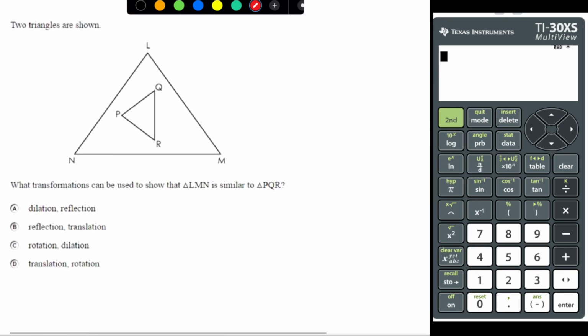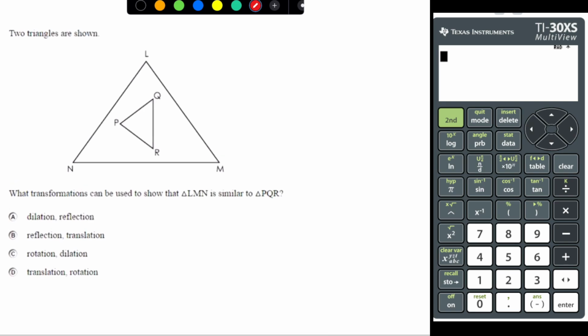Two triangles are shown. What transformations can be used to show that LMN is similar to PQR? We see similar, we see different sizes, it's automatically dilation. All right, cool. I'm glad that we have established this because they've done it in so many questions. So let's get rid of anything without dilation. B and D, gone. Okay. So now it comes down to, is this a reflection or is this a rotation? And it all comes down to orientation.